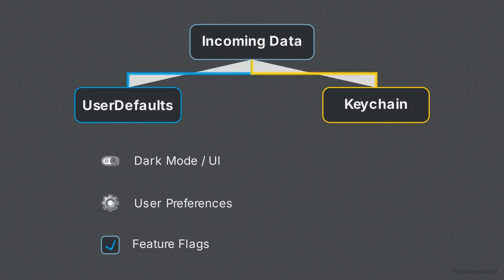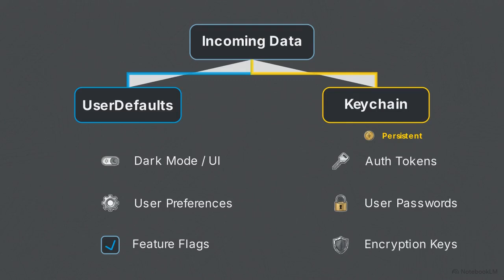If the data is highly sensitive, or if it must survive an app uninstallation, it belongs in the keychain. Use this for API authentication tokens, user passwords, and local encryption keys.